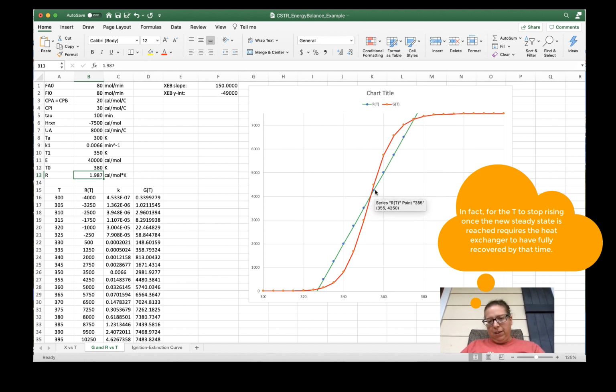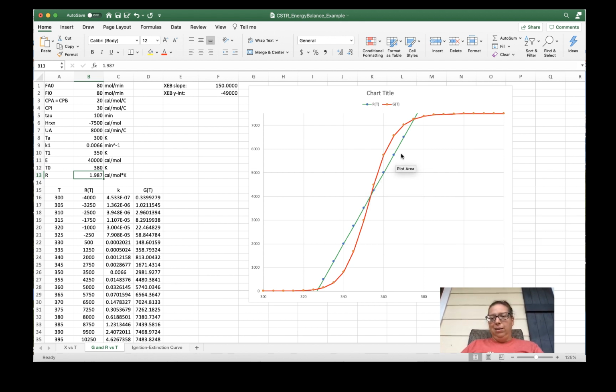Because of this, a small change in the reactor temperature caused the reactor to start operating at a new set of conditions, at a new conversion and a new temperature. And that's why we call this an unstable steady state. At the other steady states, when there was a small change in the reactor temperature, the heat removal term was greater than the heat generated term. That caused the temperature to fall back down to its original operating point.